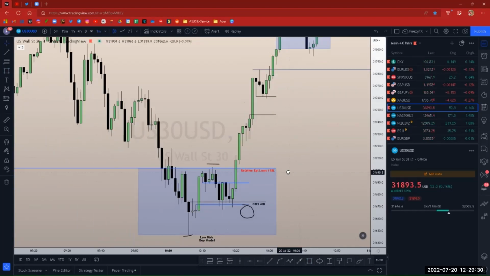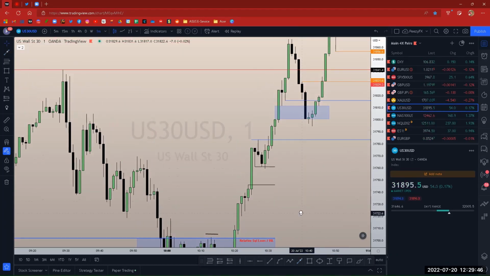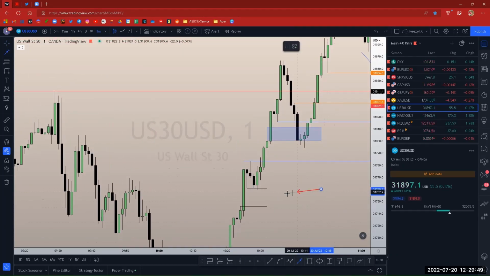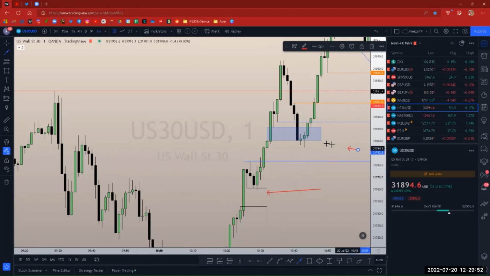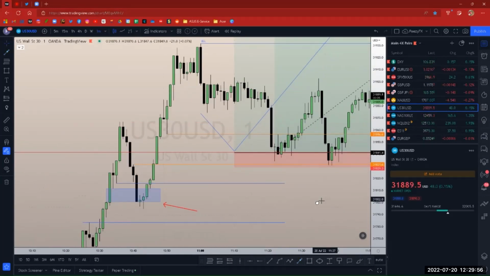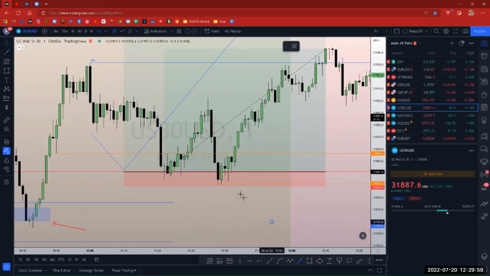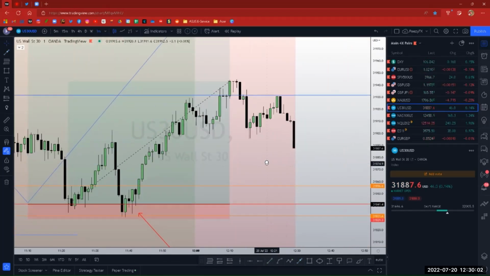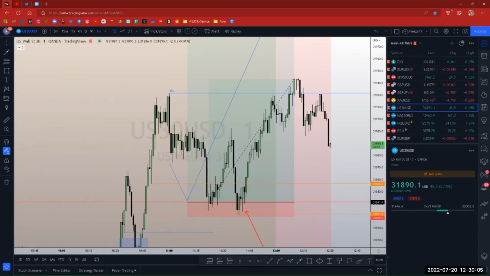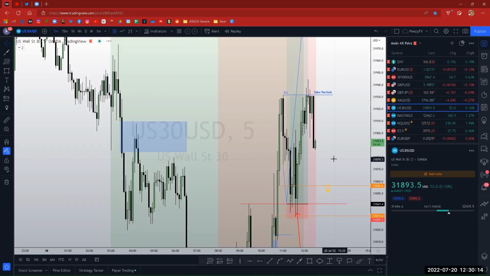I'm highlighting all the entries that you could have taken. Okay, that's what I'm doing right now. So I'm going to stay in drawing mode, and look at this. 1, 2, 3, 4. Looks like we are at another entry.